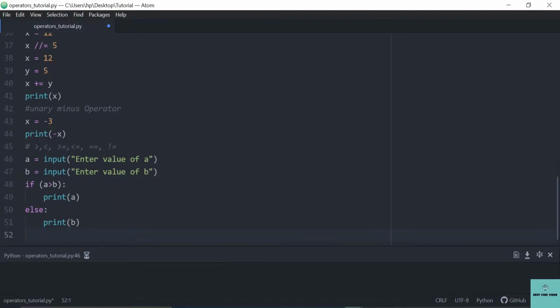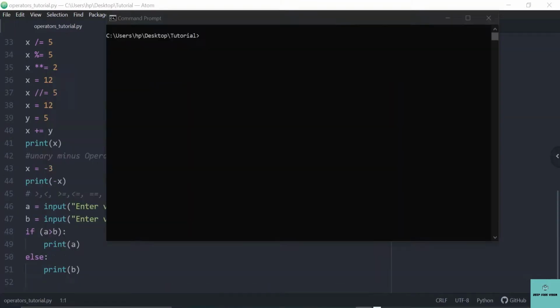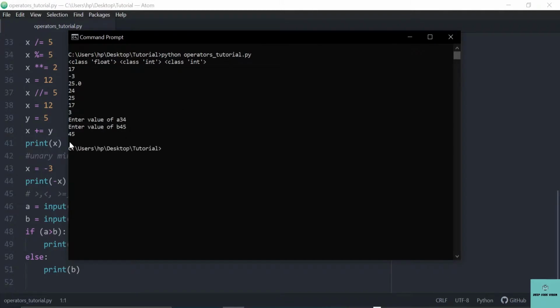Now for this let us run it in our console. This is my command prompt. You cannot see that, I apologize for that. So let us run tutorial.py. It first prints all the things that we have printed, so it runs the whole program. Then it asks to enter the value of a, and then asks the value of b, and it prints the larger value.